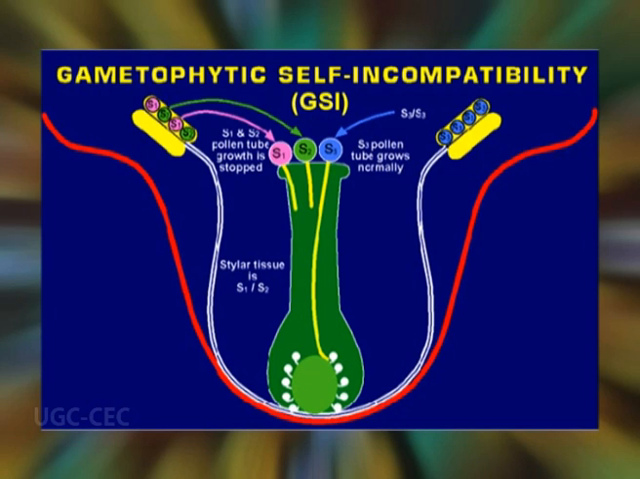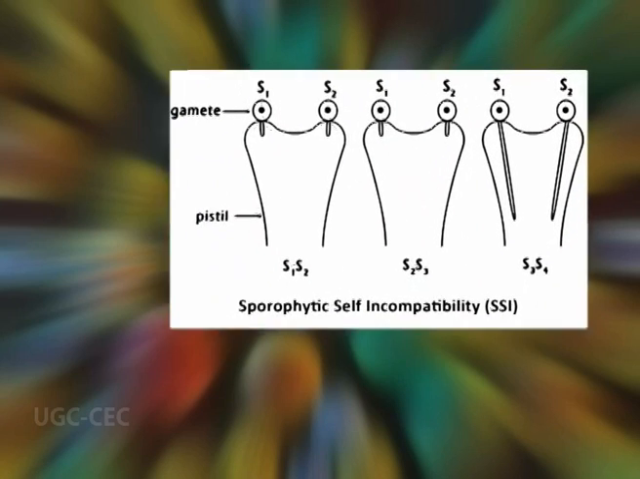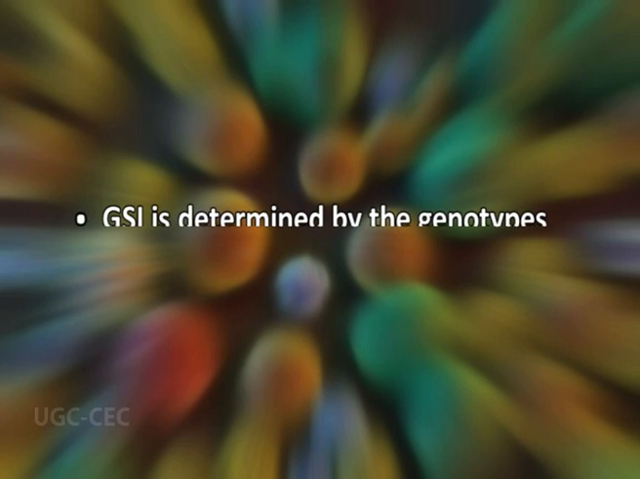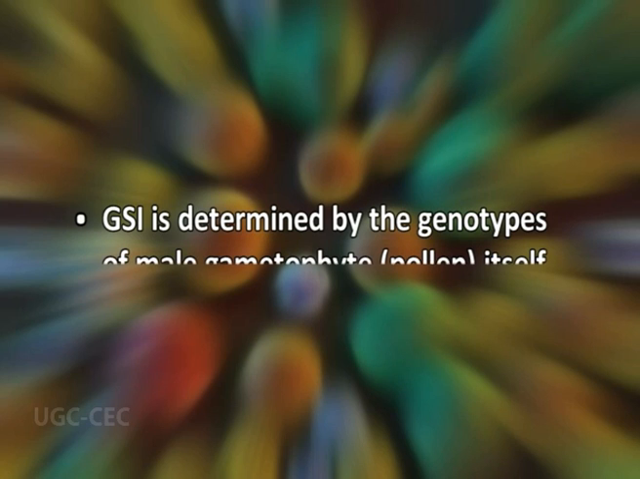Depending on the origin of factors determining the mating types on the pollen side, two categories of self-incompatibility have been recognized. Number one, gametophytic self-incompatibility, designated as GSI, and number two, sporophytic self-incompatibility, designated as SSI. The differences between GSI and SSI are: first, GSI is determined by the genotype of the male gametophyte itself.